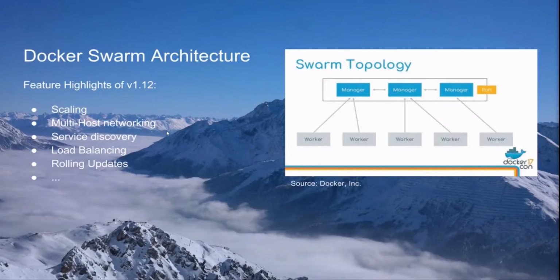The Swarm topology looks like this. You have manager nodes here. Usually in production, you can run from 3 to 5 manager nodes. This is quite common. And then you have here at the bottom the workers.